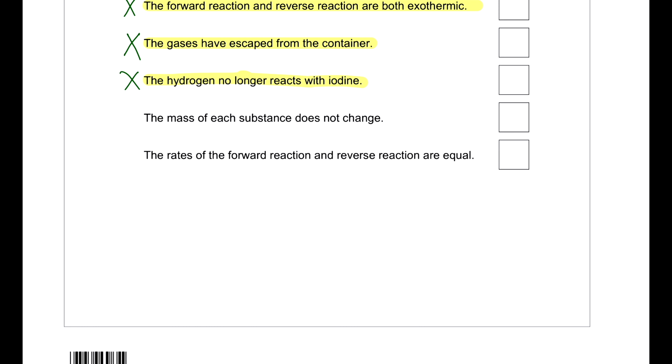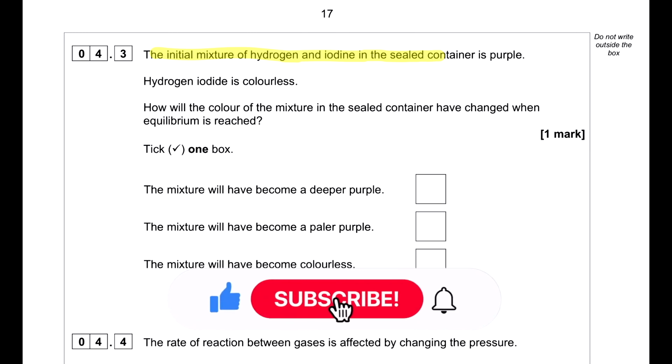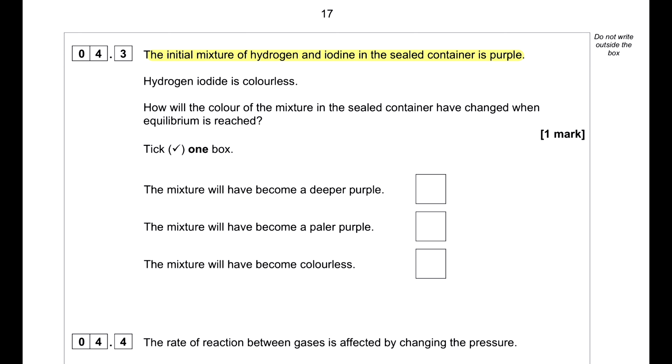The mass of each substance does not change. This is correct. The rate of forward reaction and reverse reactions are equal. This is correct. The initial mixture of hydrogen and iodine in the sealed container is purple. Hydrogen iodide is colorless.